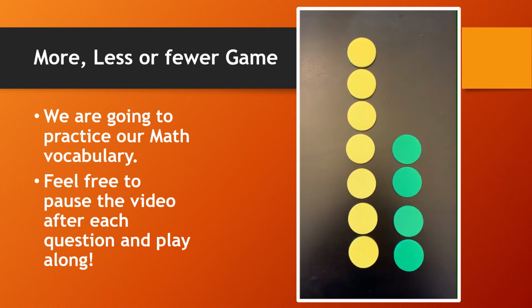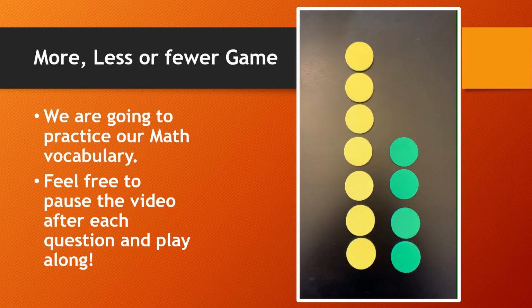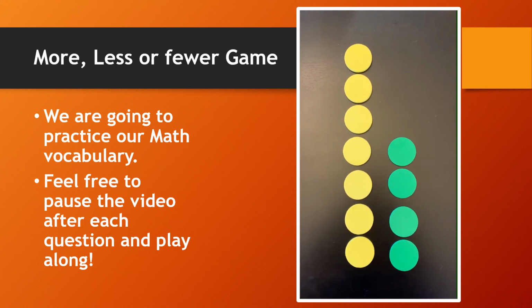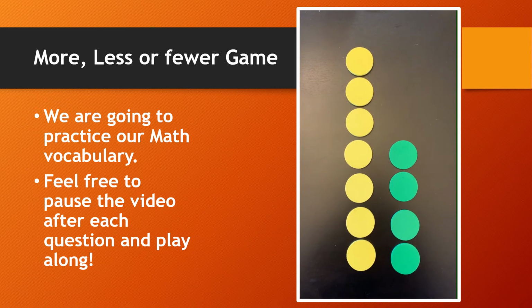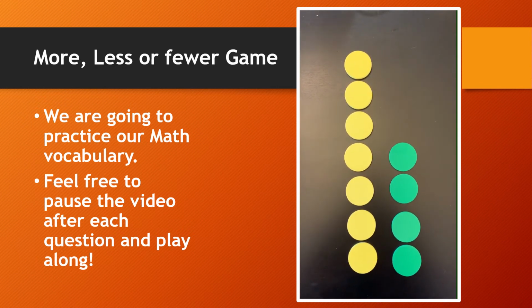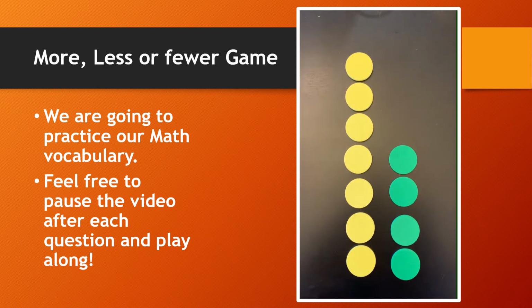Which side has less or fewer? Pause the video. You are correct if you said the green side has less or fewer. Which side has more? You are correct if you said the yellow side has more.